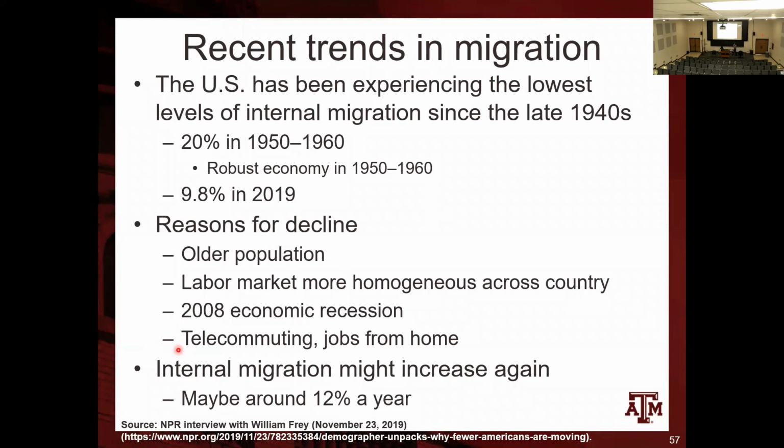And now, this article was written in 2019, before the pandemic. So because of the pandemic, what do we think the levels of internal migration will be? Likely, internal migration will decline even more, right? Aging population, people are still getting older, right?